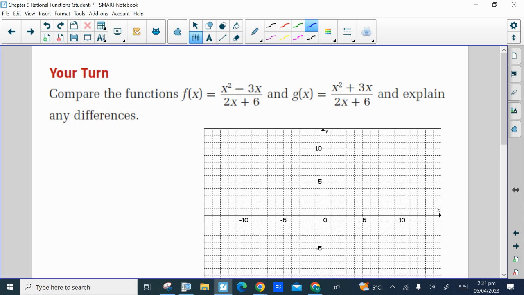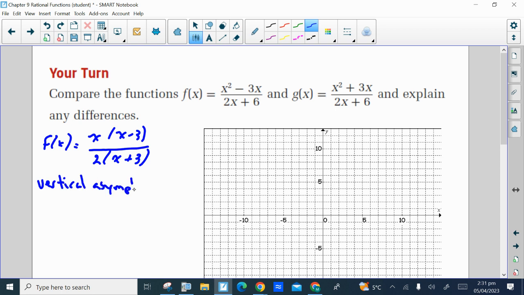So we're going to do the same thing for this one. If we look at f of x, we can factor the top, common factor of x, factor the bottom, common factor of 2, so we don't get factors that cancel. But negative 3 is still a non-permissible value. It just means that in this case we're going to have a vertical asymptote at x equals negative 3.